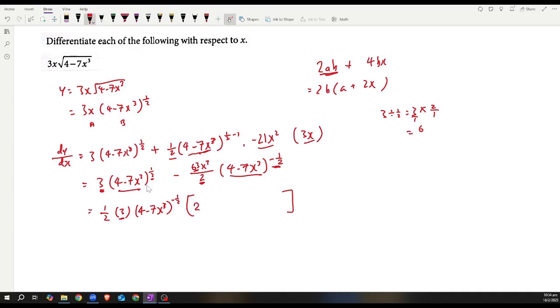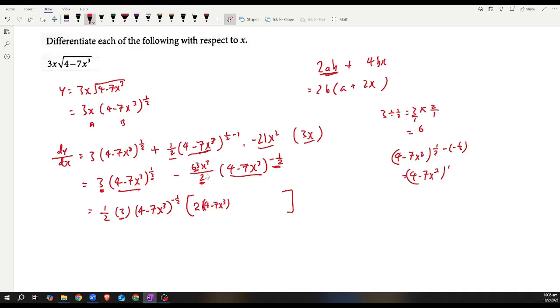And then 4 minus 7x cubed to the power of half. If I factorize out 4 minus 7x cubed to the power of negative half, I am subtracting the powers, right? So it's minus negative half. Remember, when you divide, you have to subtract the powers. Okay, so this will just become 4 minus 7x cubed to the power of 1. Okay, so I'll just write that in there. 4 minus 7x cubed.